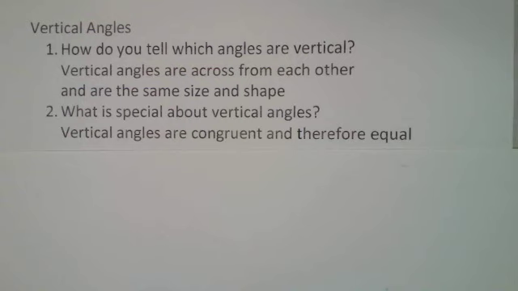So, how do you tell which angles are vertical? Vertical angles are not only across from each other, but they have to be the exact same size and the exact same shape. What's special about vertical angles? Well, if they're the exact same size and the exact same shape, they're congruent. That means they're equal. That means they're the same. So again, vertical angles are across from each other, the exact same size and shape. That's how I tell by looking at a picture I have vertical angles. And then what's special about them, they're equal. They're the same.